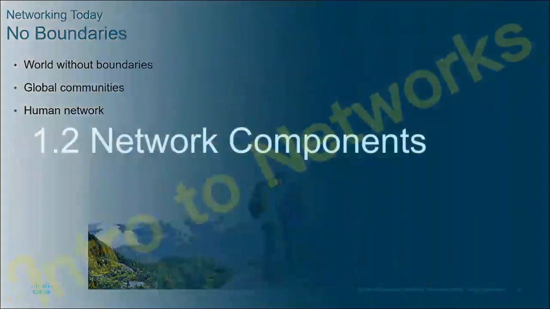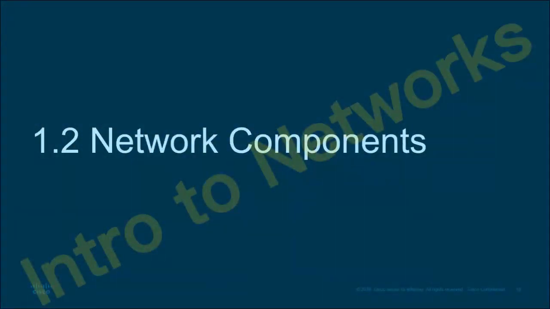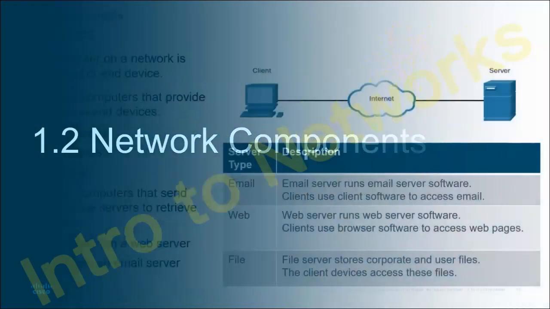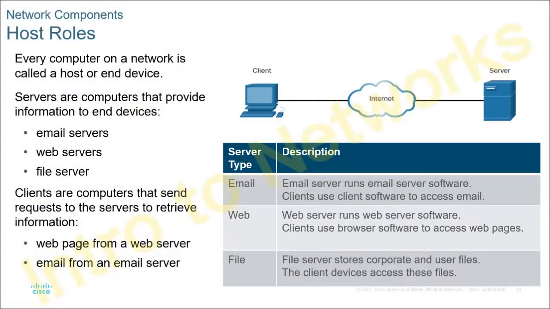Alright, so let's go ahead and get into network components. So what are the things that make up a network? So we have to have hosts. We have to have something that will host something. And the typical host roles are going to be a device that will host a resource. So every computer on a network is called a host or an end device. Again, they have some type of resource that's available on the network.